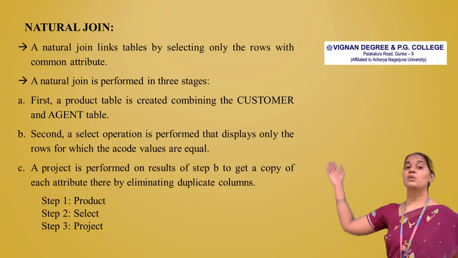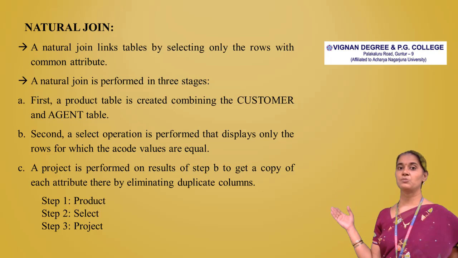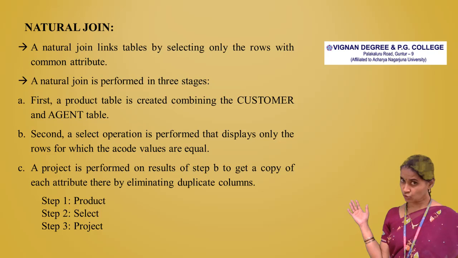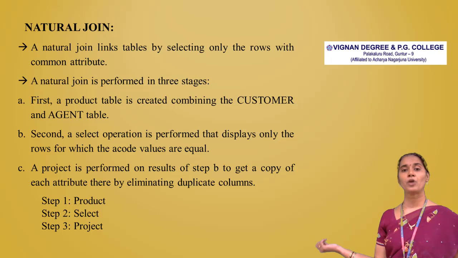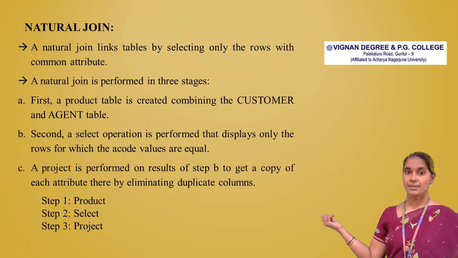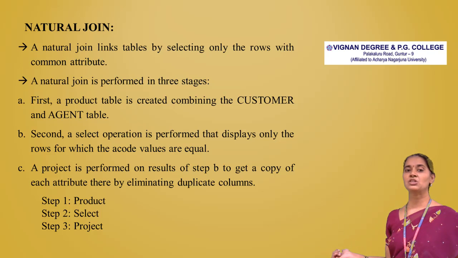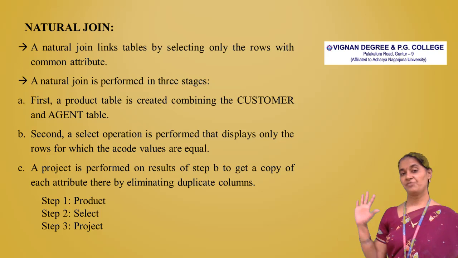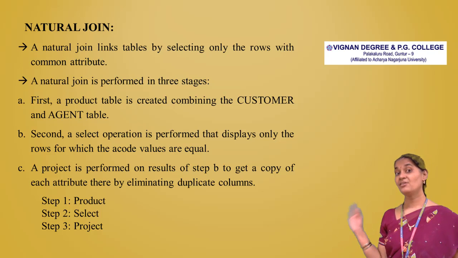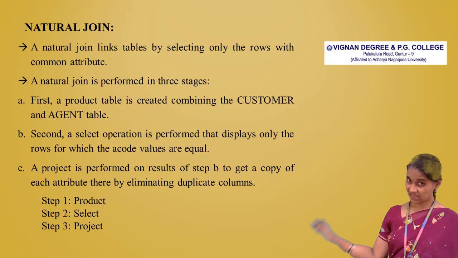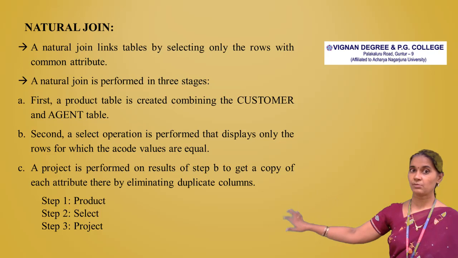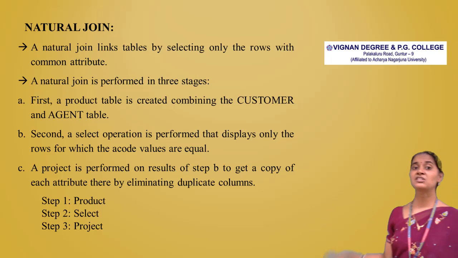I told you that it is performed in 3 stages. The join operation is performed in 3 stages. What are those 3 stages? The first step is to perform product on both the tables. That is, I need to perform a product operation between the customer and the agent table. In the customer table, how many rows do I have? 5 rows. In the agent table? 3 rows. Product is nothing but the Cartesian product, as we have already discussed. If we consider the first row of the customer table, it should be multiplied with all the rows of the agent table.